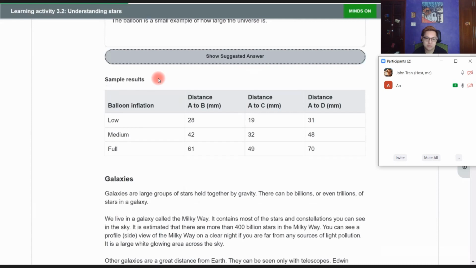Galaxies are a large group of stars held together by gravity. There are billions or even trillions of stars in a galaxy. We live in a galaxy called the Milky Way. It contains most of the stars and constellations you can see in the sky. It is estimated that there are more than 400 billion stars in the Milky Way. You can see a profile side view of the Milky Way on a clear night sky.